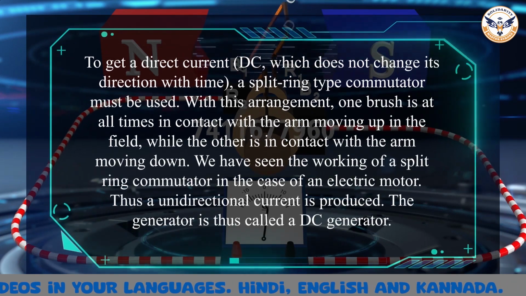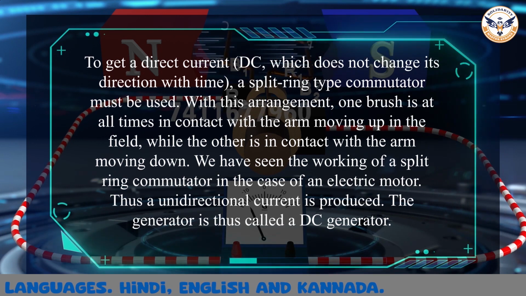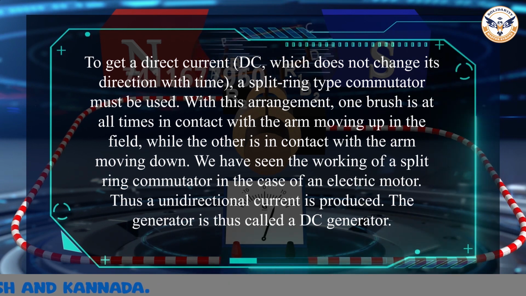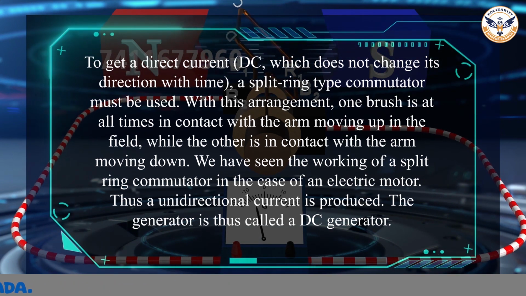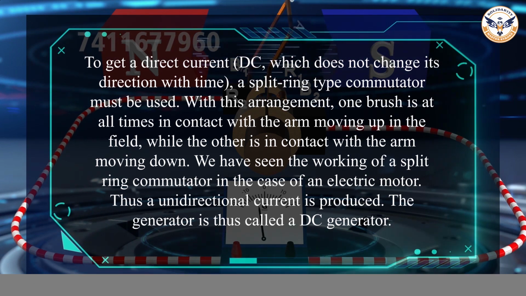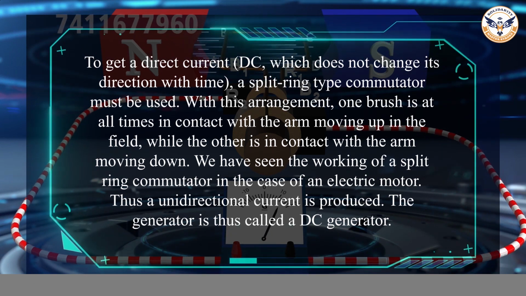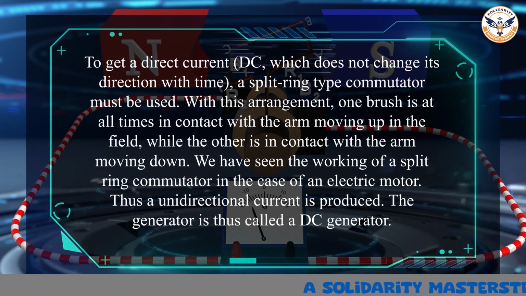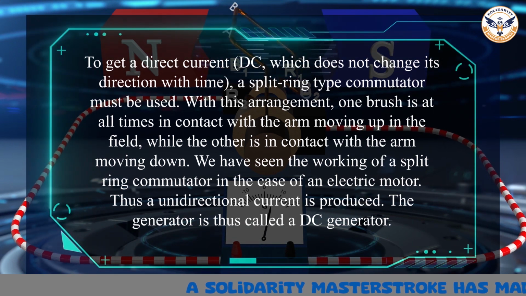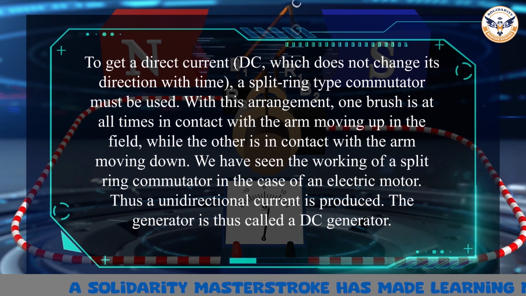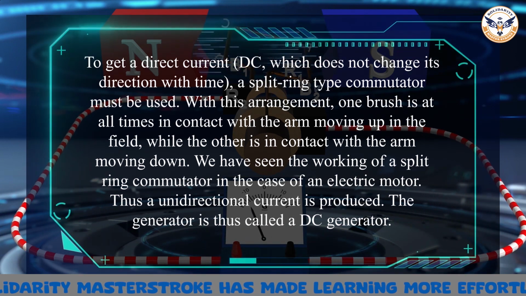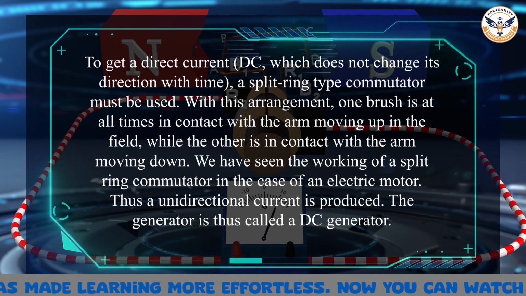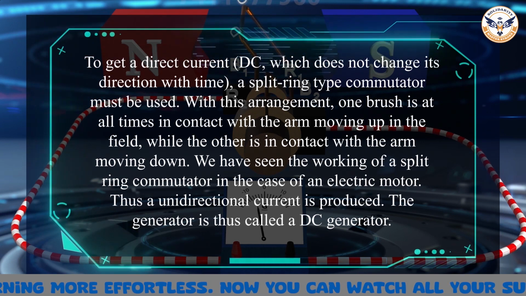To get a direct current, which does not change its direction with time, a split ring type commutator must be used. With this arrangement, one brush is at all times in contact with the arm, moving up in the field, while the other is in contact with the arm, moving down. We have seen the working of a split ring commutator in the case of an electric motor. Thus, a unidirectional current is produced. The generator is thus called a DC generator.